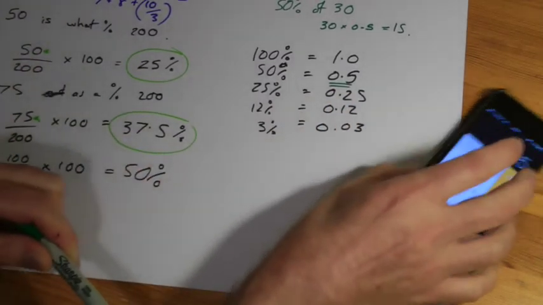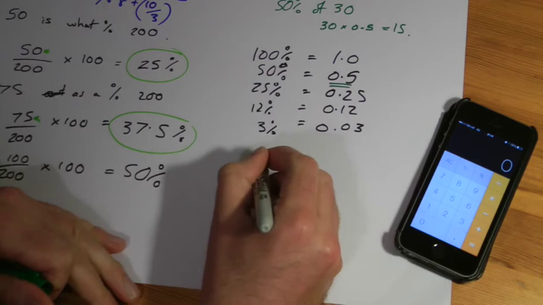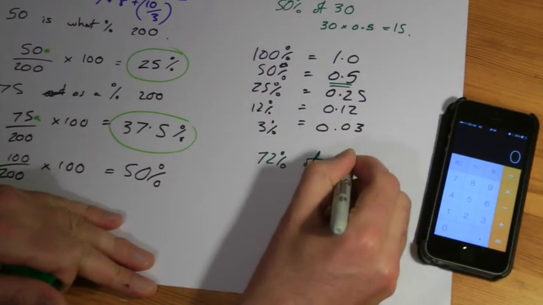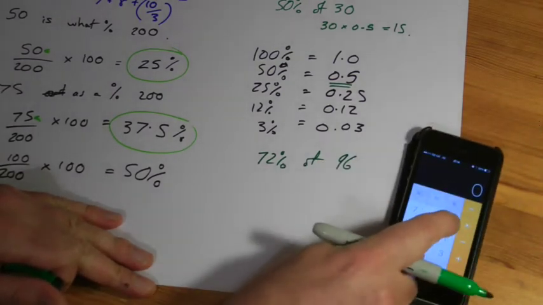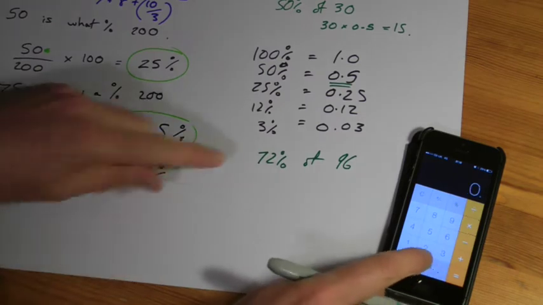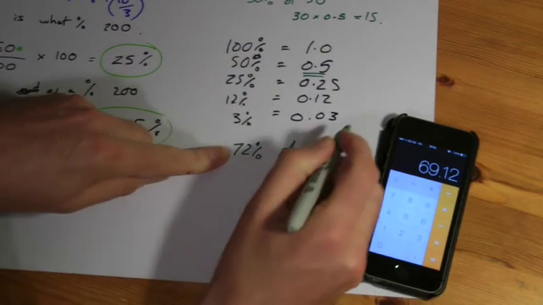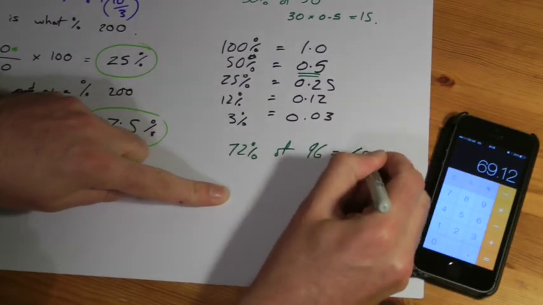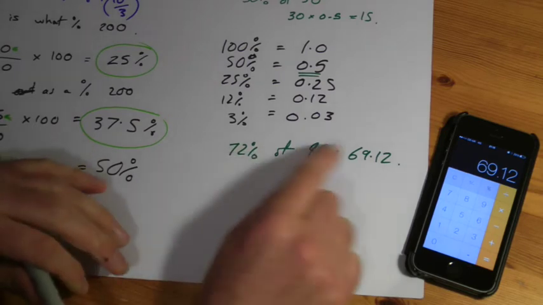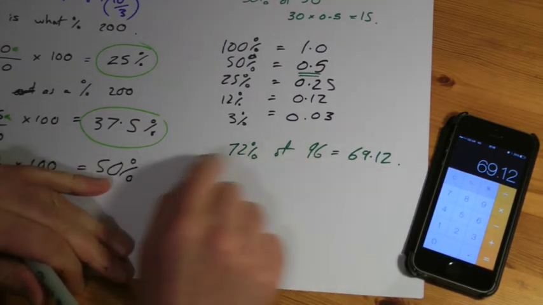If you say, what's 72% of 96, it's quite easy. You go 96, and you multiply it by, rather than 72%, 0.72. And the answer is 69.12. Now, notice here how I'm changing between the numbers and percentages. Make sure you keep an eye on which one's which.